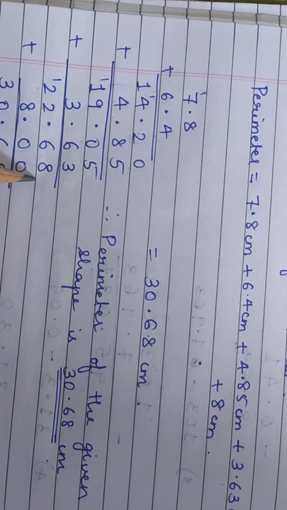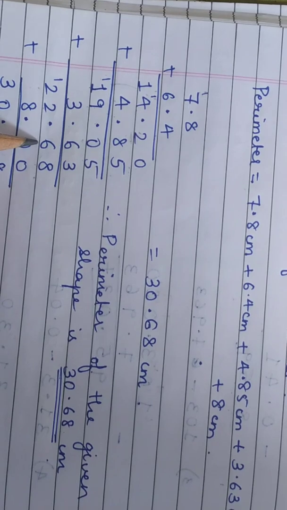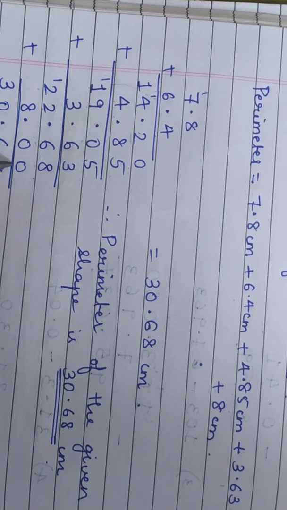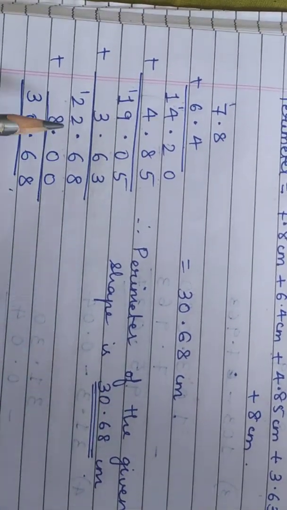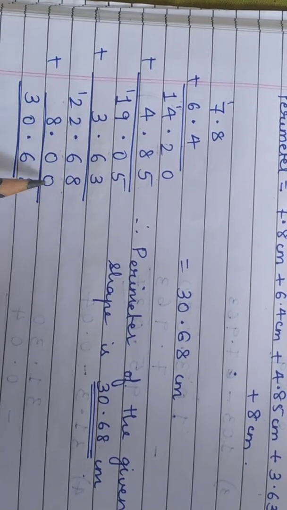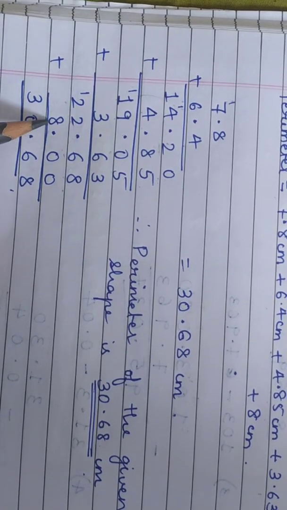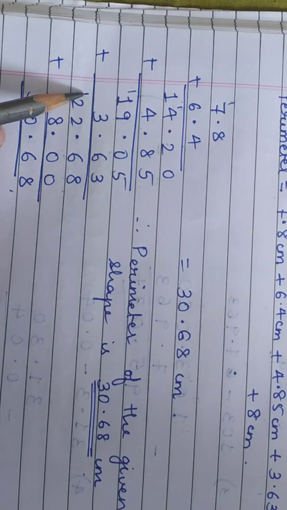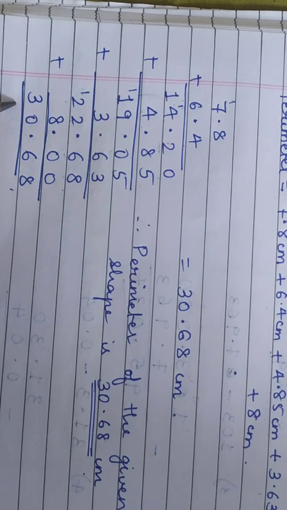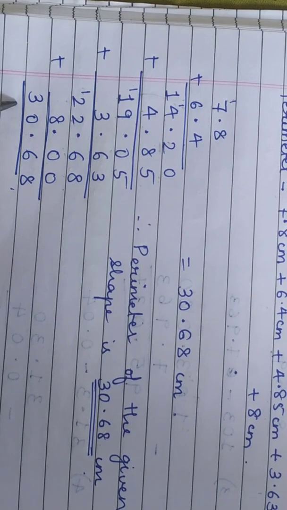Now we take in the last side which is 8 centimeter. Now 8 is an integer, but to add it to a decimal number it has to have 2 digits after the decimal point. So we put 2 zeros after the decimal point. So this becomes 22.68 plus 8.00. Now 8 plus 0 is 8, 6 plus 0 is 6, point below the point, 2 plus 8 is 10, 1 taken up here, carried up to 2 and 0 written here. Now 2 plus 1 is 3. So we have added all the sides and we have got the final addition as 30.68.